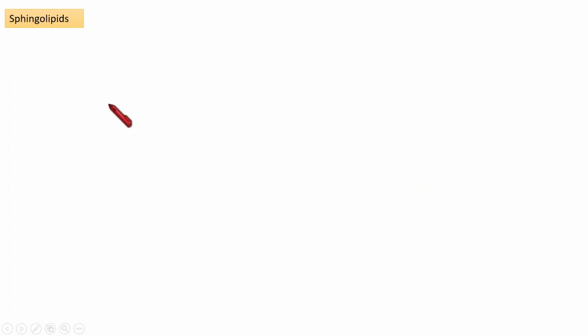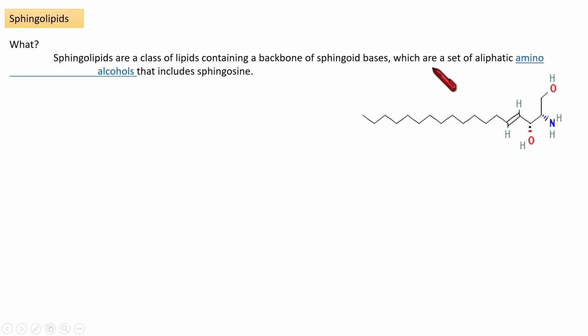Okay, so we finished different types of phospholipids. Then this is another type of compound lipid, sphingolipids. What is the difference? Here we know that basically in phospholipids, glycerol is the alcohol part. But here, instead of glycerol, sphingosine is present. So we can see this is sphingosine. It is a compound lipid, and its backbone is formed of an aliphatic amino alcohol.